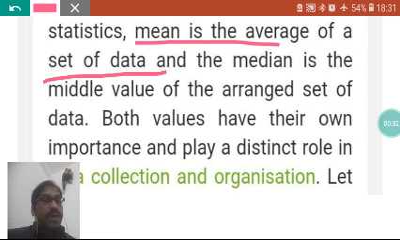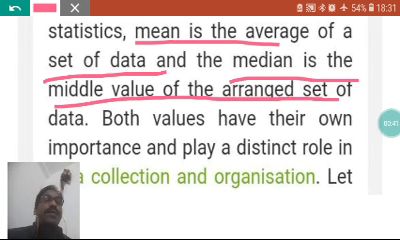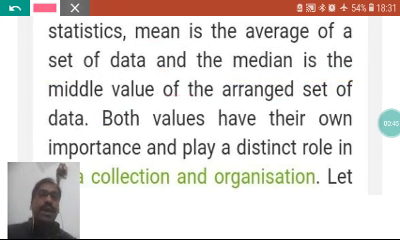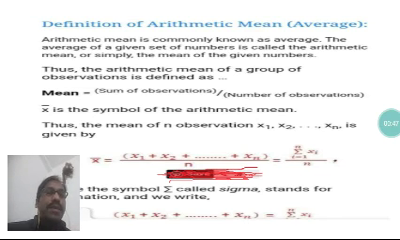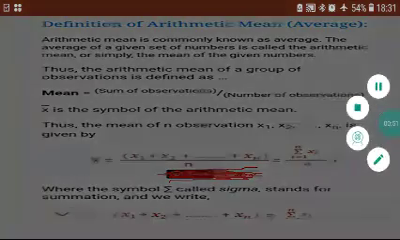Don't get confused with mean and median. Mean is the average of data and median is the middle value of the arranged set of data. So that difference you have to understand only. Then what is arithmetic mean? Here the definition of arithmetic mean is given. One time see this here.